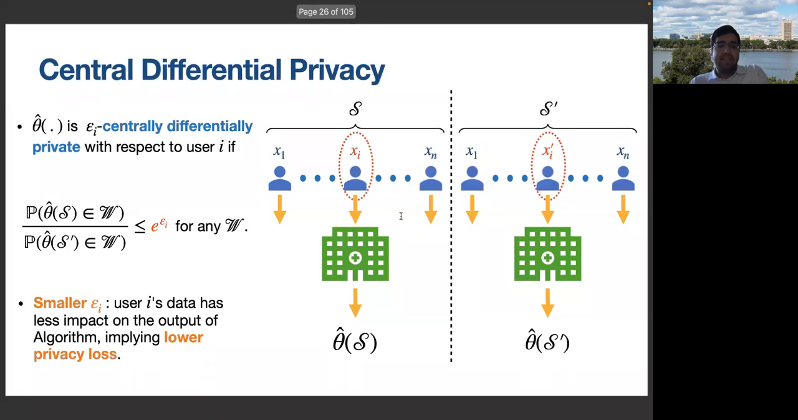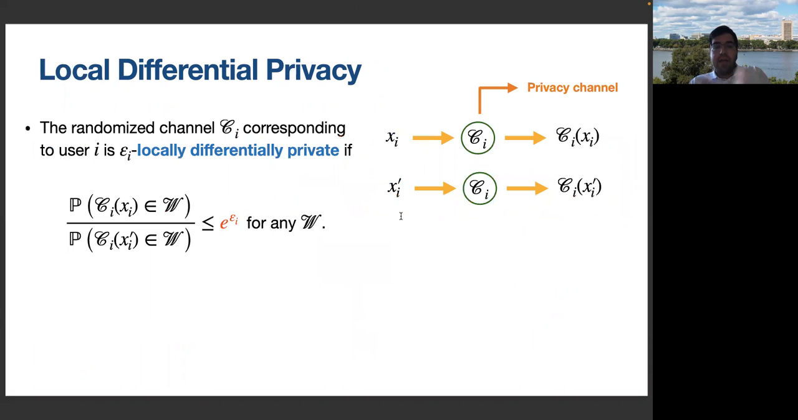Since this epsilon_i can be interpreted as the privacy loss of the users, meaning that higher epsilon_i means lower privacy guarantees provided to the user, we are going to refer to epsilon_i as privacy loss throughout this talk. Similarly, we define epsilon_i locally differentially private estimators in the following way: for the privacy channel c_i corresponding to user i, we say that this channel is epsilon_i locally differentially private if, when I change the input, the distribution of the output changes by at most e to the power epsilon_i.